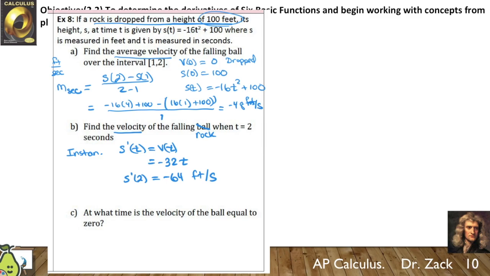Now for C, at what time is the velocity of the ball equal to 0? So if you take the velocity equation that you wrote, v at t equals negative 32t, and you set it equal to 0, you know that in this problem, t equals 0 seconds.